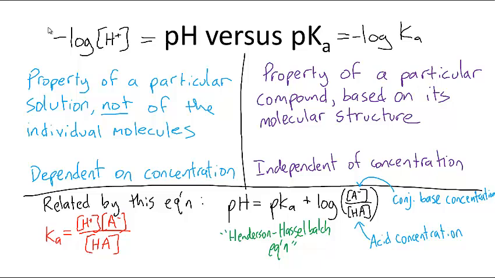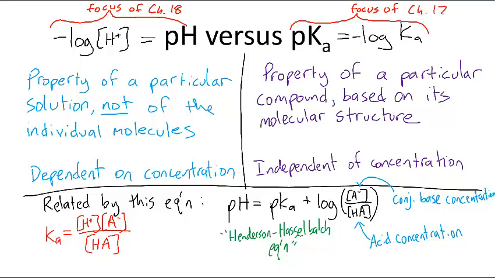So there the focus was on concentration of H+. So this slide really contrasts those two things. pH, which was really what chapter 18 was all about. So this was the focus of chapter 18. And then pKa, which is about acid strength, this is the focus of chapter 17. And you want to keep these separate in your mind.